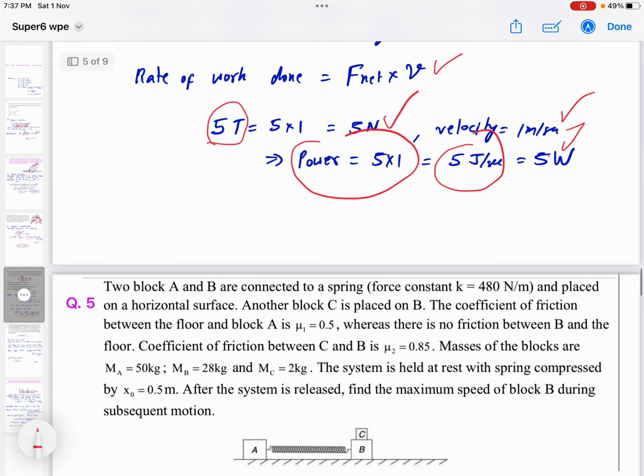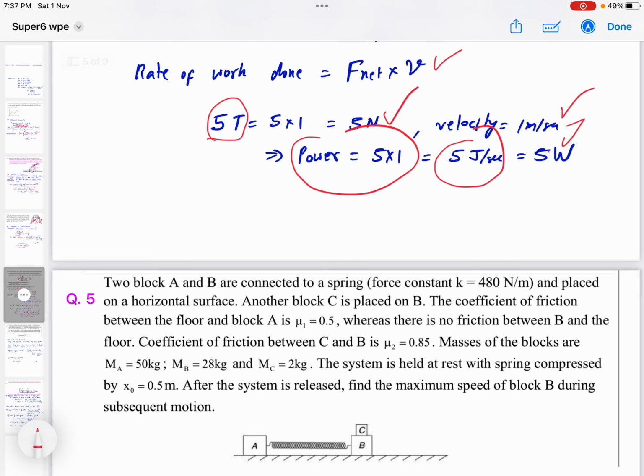Now, question number 5. I have taken this question from Pathfinder, right? And see what is there in the question. So many different values are given. Look, the question looks very tough. First of all, why? Too much information is there.